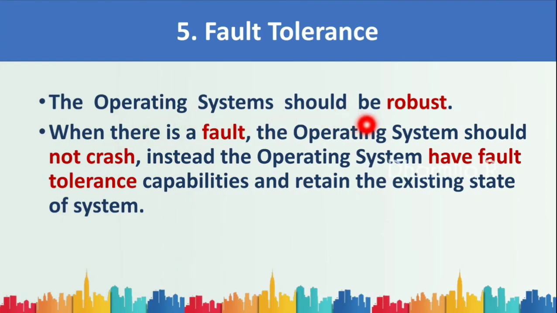So let's move on to the next feature of the operating system, that is fault tolerance. The operating system should be robust, which means it should be strong enough. For example, when you're working, if there is any fault with the application, the system should not crash. Instead, the operating system should have fault tolerance and it should say what went wrong and throw an error message. This is fault tolerance. When we use heavy applications or games, most of the time there will be a fault. At that time, the system should not crash. Instead, it should close the application and throw some error message.